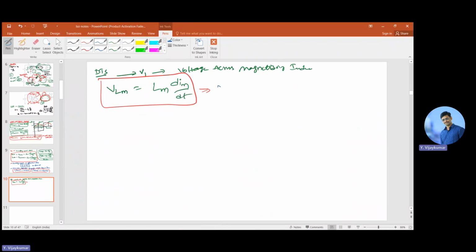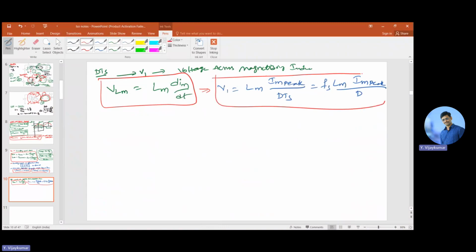So VLM is the voltage across the input, that is, the input voltage, because we assume that the filter inductor and capacitor are neglected here. Instead of dIm, I'll use Im peak, the magnetizing peak current, divided by D times Ts. This is one more equation. If I write 1 by Ts, it becomes the frequency: switching frequency times Lm times Im peak divided by D. This is the expression in terms of input voltage, switching frequency and duty cycle.